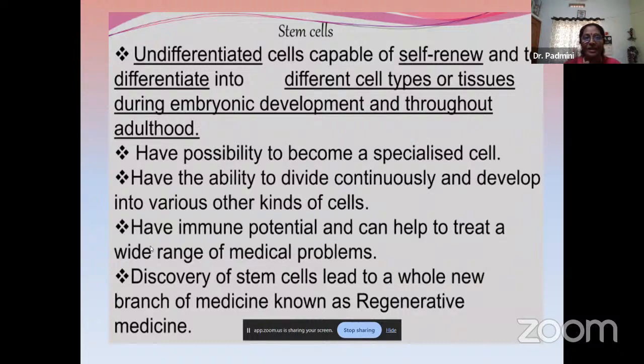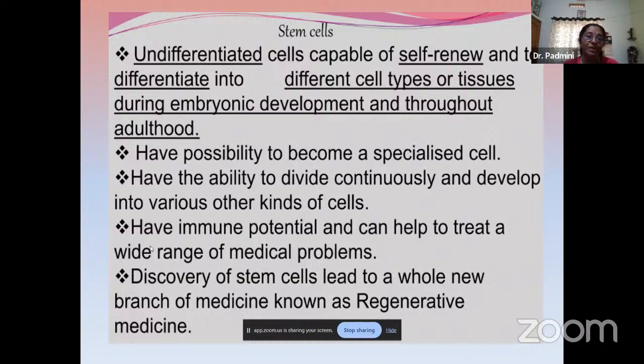So it is undifferentiated. For example, you can take the idea of clay. You have clay, and that clay can be molded into whatever type you want. For example, you want to make a statue, an animal model, or a bird, so you can make them into different types. That's what undifferentiated cells capable of self-renewing are. They have the possibility to become specialized cells, and they have the ability to divide continuously and develop into various other kinds of cells.